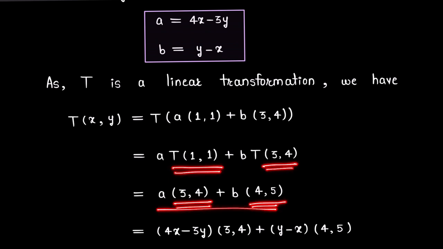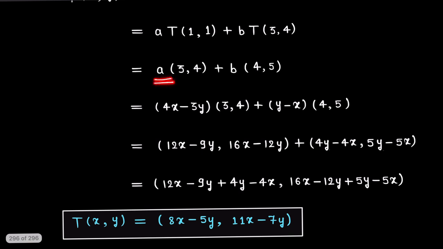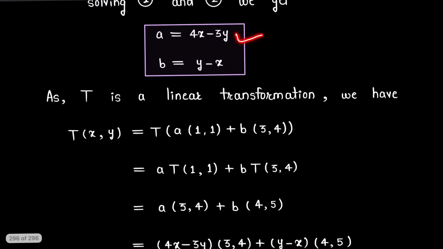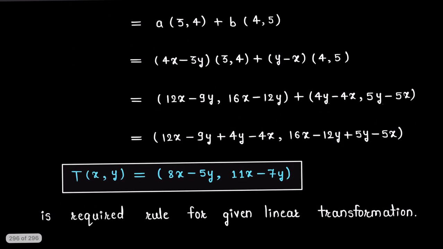So, we get this. Now in the next step, replacing a with 4x - 3y and b with y - x, we have found the values of a and b above. Now after simplification, this can be written like this, and after further simplification, we get the image of vector (x, y) under T is (8x - 5y, 11x - 7y). Now as (x, y) is any arbitrary vector of R2, this will be the rule for the given linear transformation T, and which completes our solution.